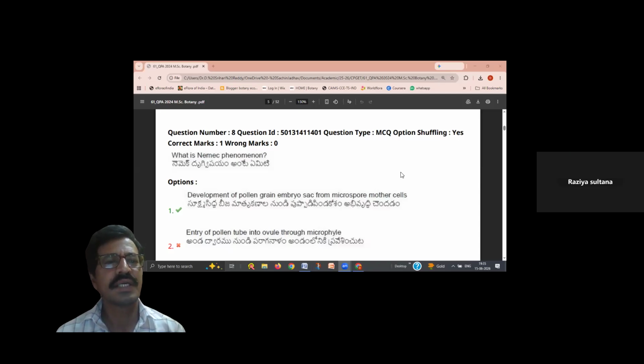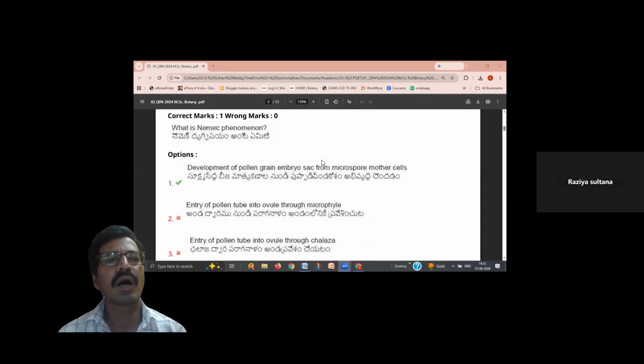So now the question is, what is Nemec phenomenon? How is this Nemec phenomenon related? We see this Nemec phenomenon in embryology. In embryology, what we see is that the structure of the male gametophyte just appears like the female gametophyte or the embryo sac.